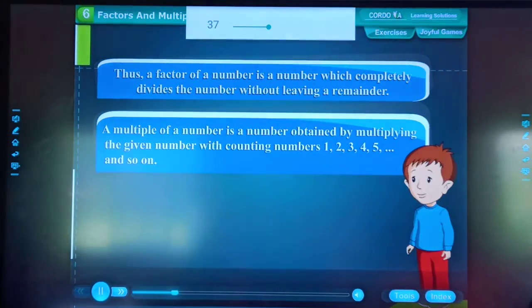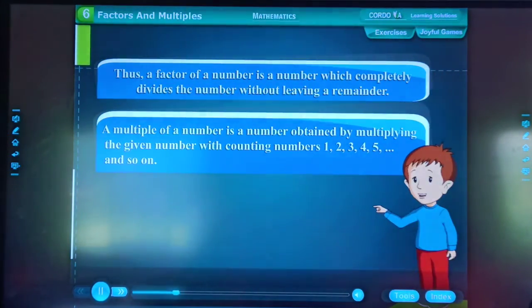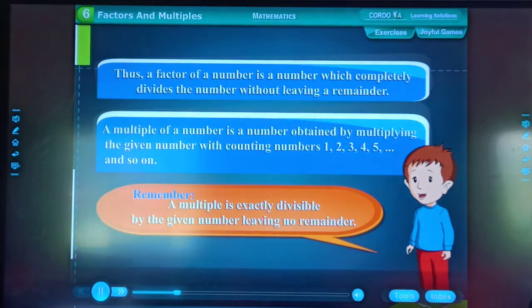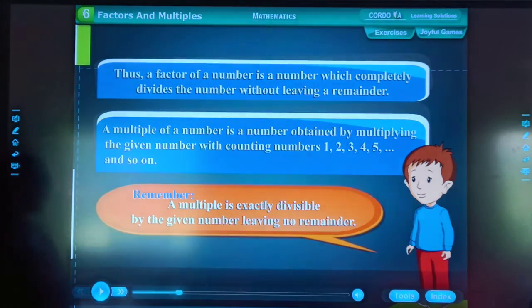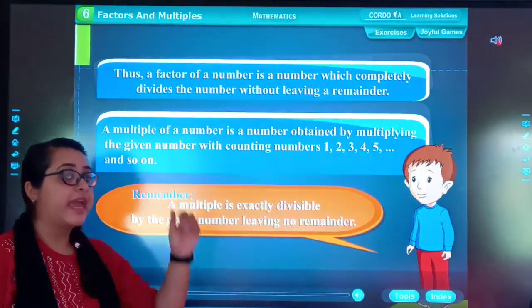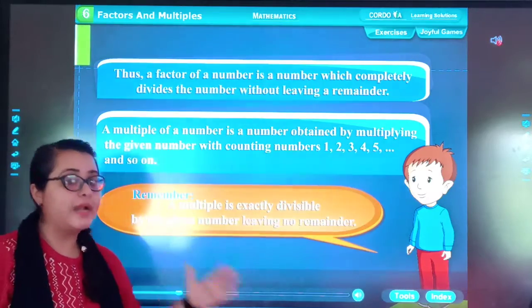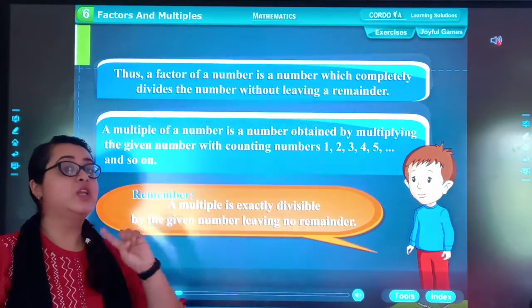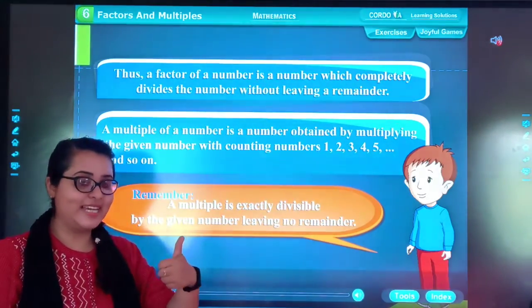3, 4, 5, and so on. Remember, a multiple is exactly divisible by the given number, leaving no remainder. There is no remainder. Okay, students? In factors as well as in multiples, there will be no remainder. Okay?